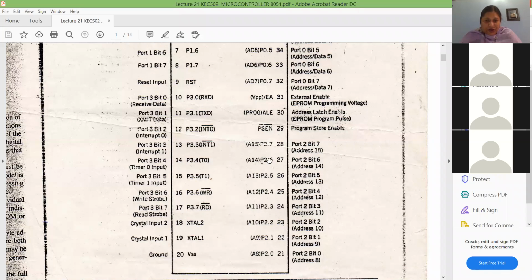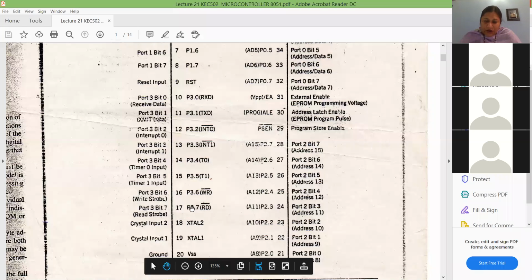Then as I told you, it has an internal EEPROM of 4K. So 4 kilobytes of EEPROM is available and 128 bytes of RAM is available inside. Then it has interrupts also. It has a serial communication facility also. And it has address lines and data lines also.